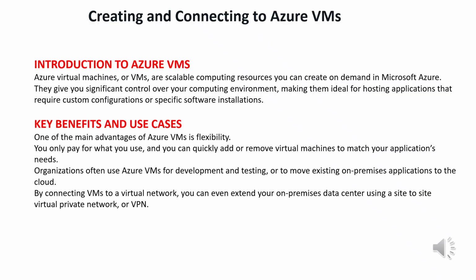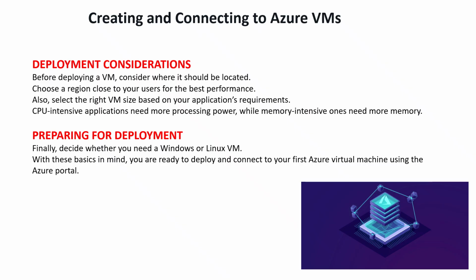By connecting VMs to a virtual network, you can even extend your on-premises data center using a site-to-site virtual private network, or VPN. Before deploying a VM, consider where it should be located. Choose a region close to your users for the best performance. Also, select the right VM size based on your application's requirements. CPU-intensive applications need more processing power, while memory-intensive ones need more memory. Preparing for deployment. Finally, decide whether you need a Windows or Linux VM. With these basics in mind, you are ready to deploy and connect to your first Azure virtual machine using the Azure portal.